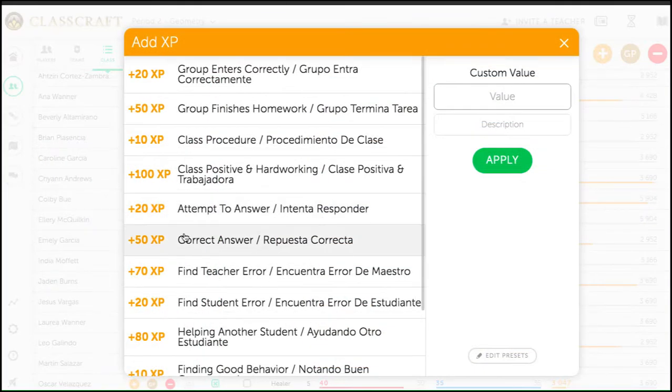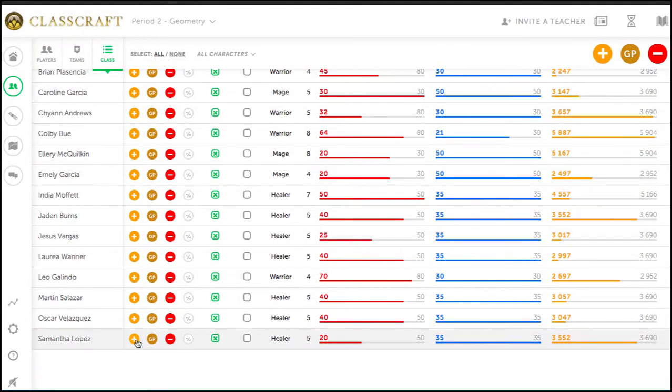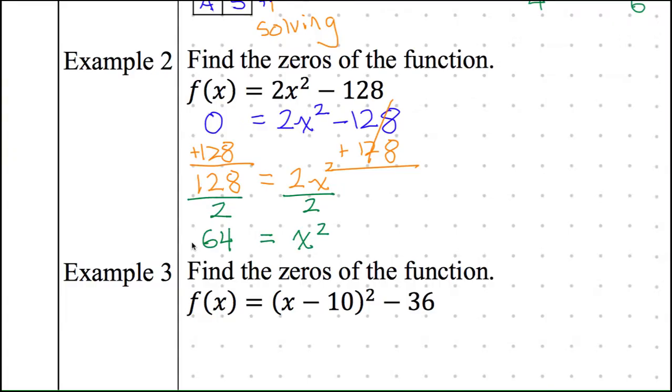Colby's in. Sam is in. And finally, what am I going to do to both sides? Quiet raise hand. Caroline. There it is. Square root both sides. Square root the left, square root the right.